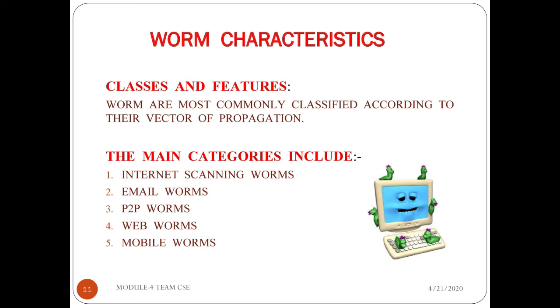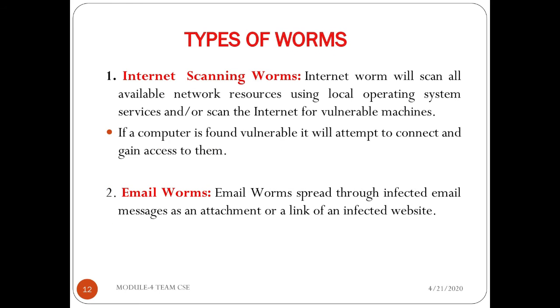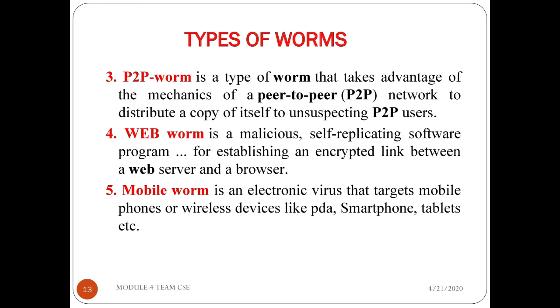Next slide, please. Consider the types of worms. First one, internet scanning worms, which scan all the available network resources using the local operating system services and scan the internet for vulnerable machines. If a computer is found vulnerable, it will attempt to connect and gain access to it. Second one, email worms. Email worms spread through an infected email message as an attachment or a link to an infected website.